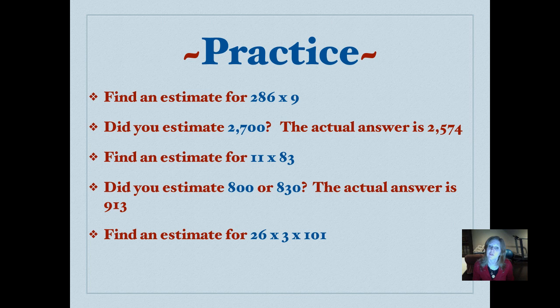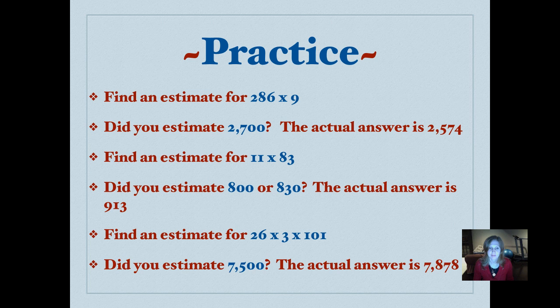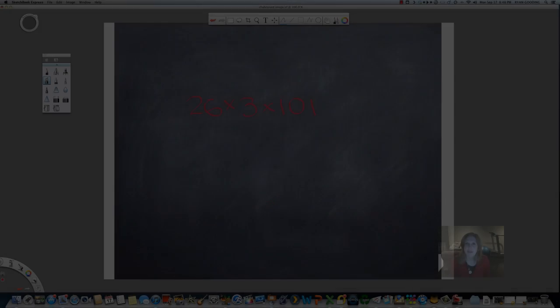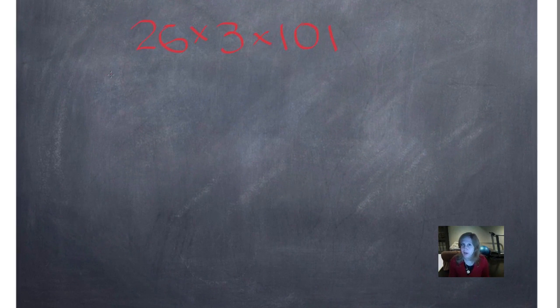Now find an estimate for 26 times 3 times 101. Work it out, pause it, and start it again when you're ready. Did you estimate 7,500? The actual answer is 7,878. Let's see how we worked that one. This one looks more complex because there are 3 numbers, but just go step by step and it will be easy for you. First, we can round 26 up to 30.